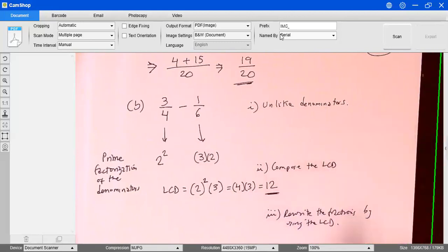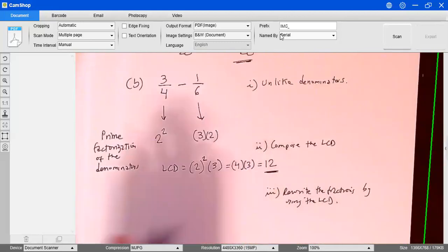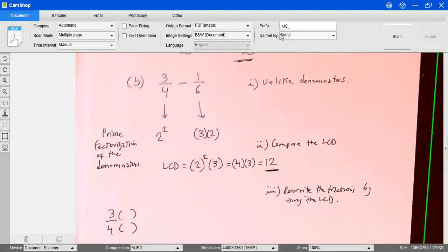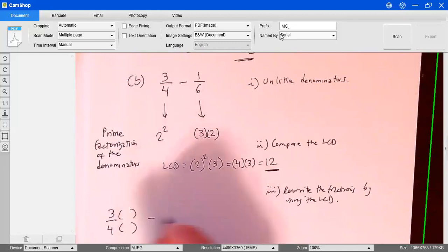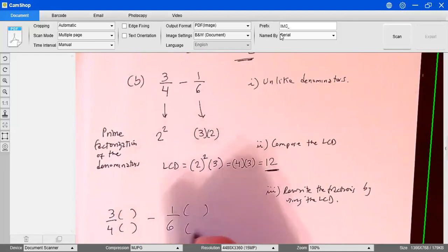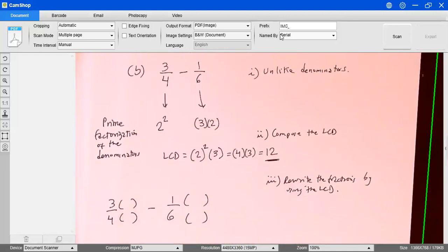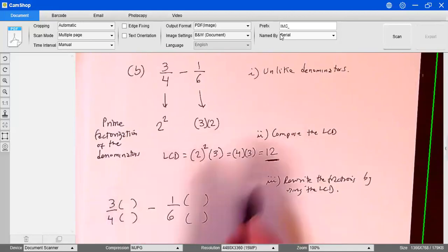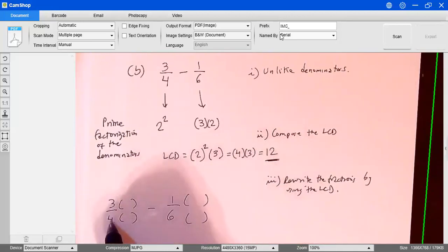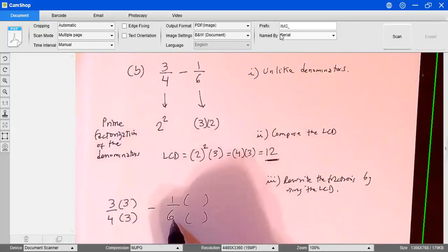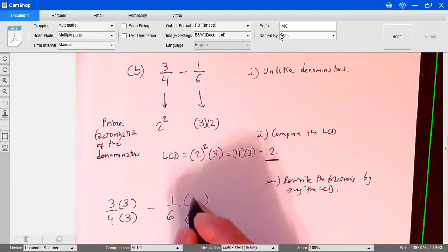So once you have the least common denominator, you're going to rewrite the original fractions by using the least common denominator. So we have 3 over 4, and we're going to multiply 3 over 4 by something, minus 1 over 6. We're going to multiply this by something. And what is that something? So in the first case, I need to get 12. So I'm going to multiply 4 by 3 and by 3 here. In the second case, I need to multiply 6 by 2, and then here by 2.